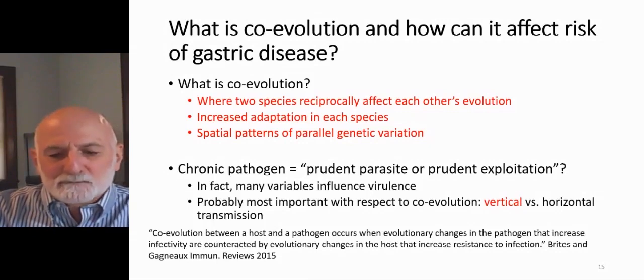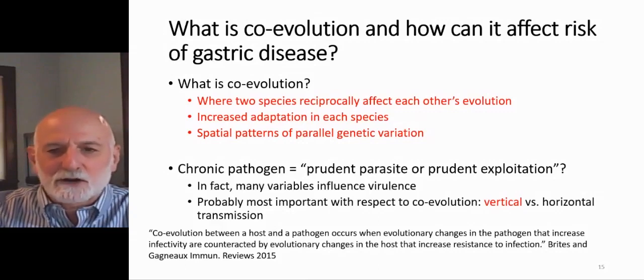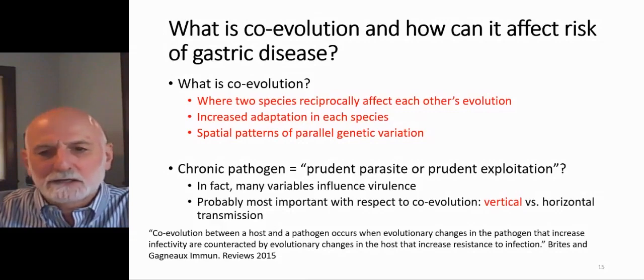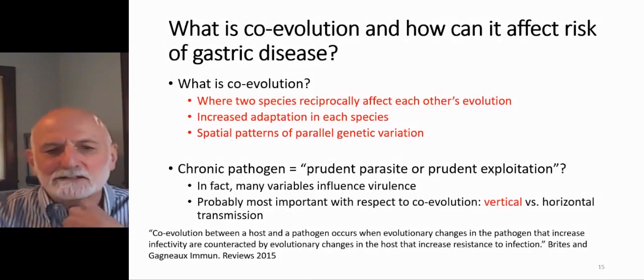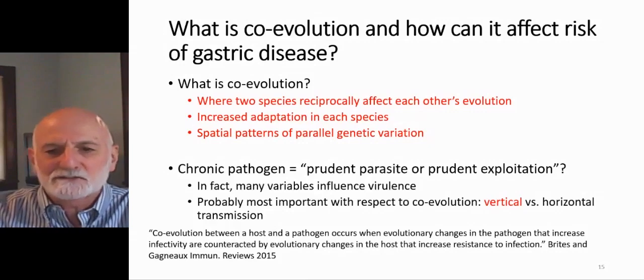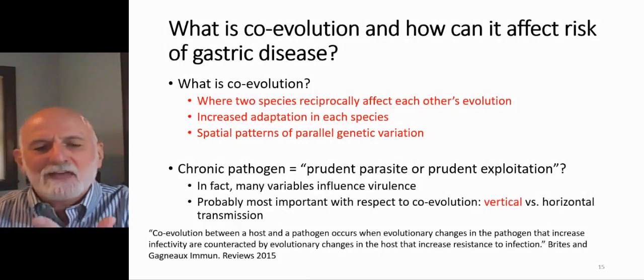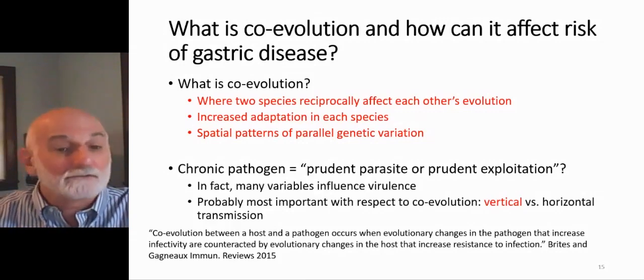But in certain environments where sanitation isn't particularly good, there is the potential for horizontal transfer. And there's a paper by Bright and Gagneux defining that coevolution between a host and a pathogen occurs when evolutionary changes in the pathogen that increase infectivity are counteracted by changes in the host. And this is really an evolutionary war going back and forth.